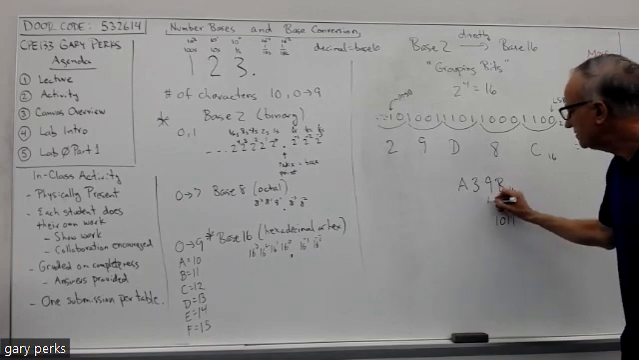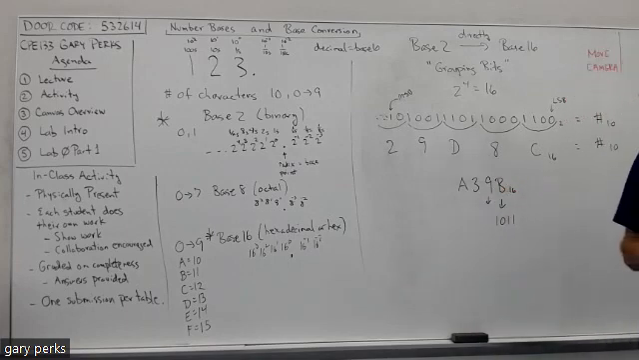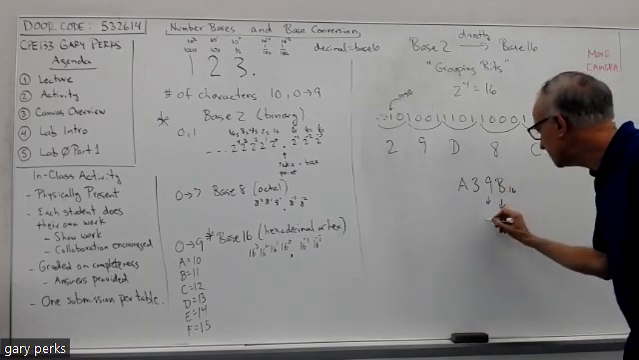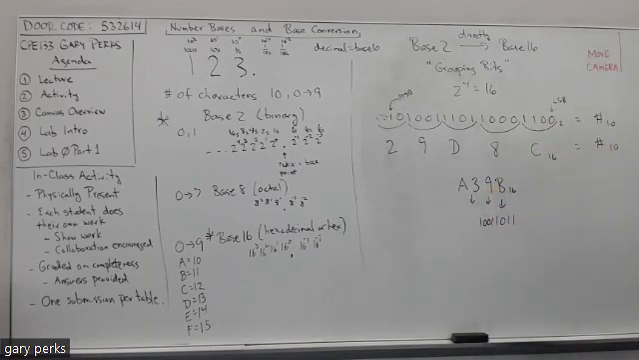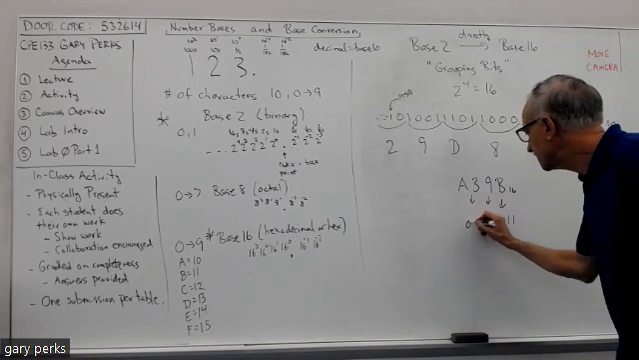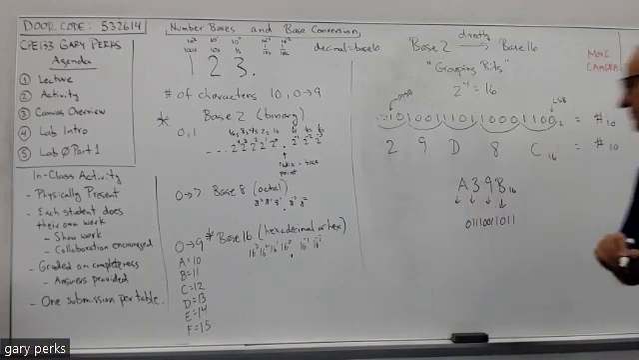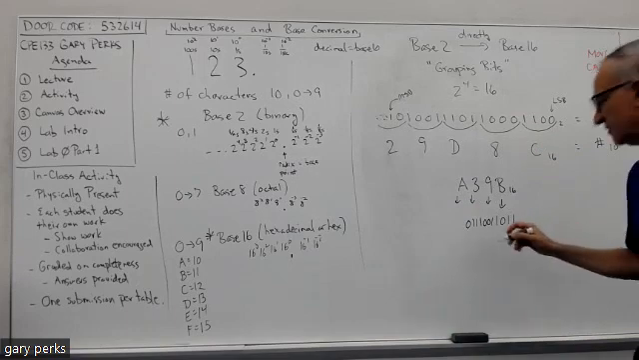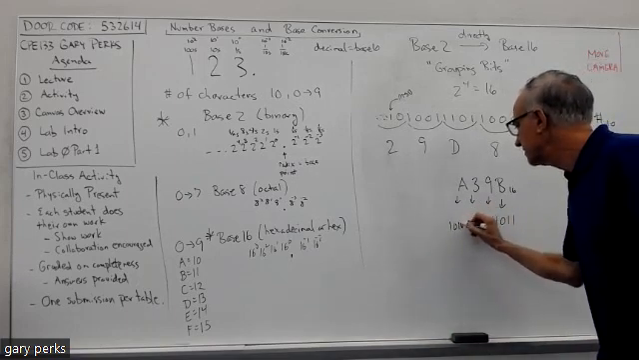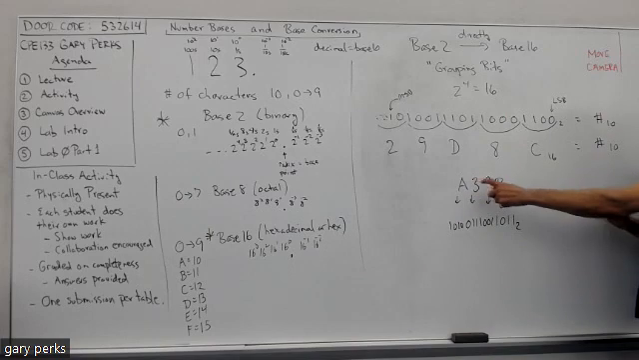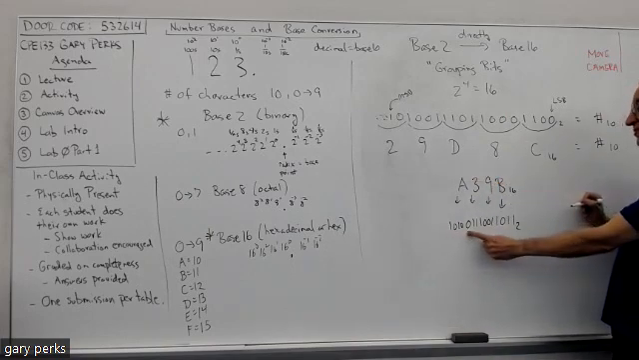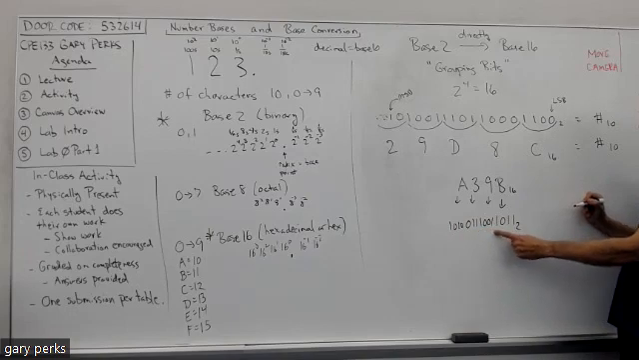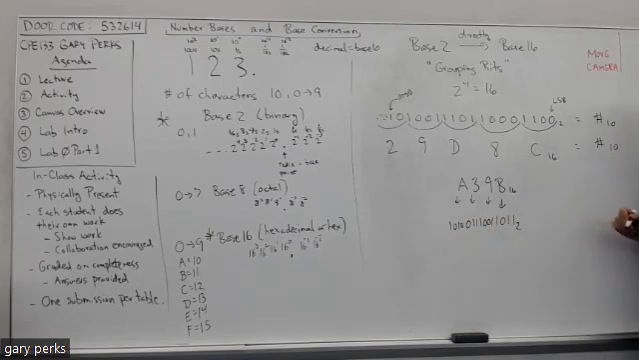Okay, how about 9? 1, 0, 0, 1, yep. How about 3? 0, 0, 1, 1. And how about A? 1, 0, 1, 0. So you see, A39B in hex is equal to 1, 0, 1, 0, 0, 0, 1, 1, 1, 0, 0, 1, 1, 0, 1, 1 in base 2.